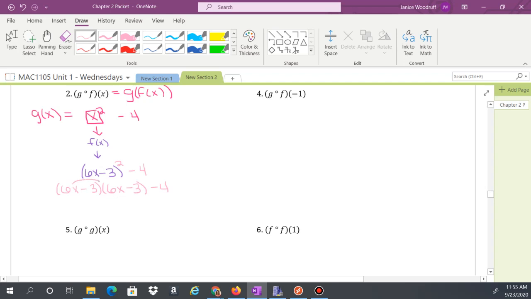So 6x times 6x will give me a 36x squared. 6x times negative 3, negative 18x. Negative 3 times 6x, negative 18x. Negative 3 times negative 3, positive 9, minus 4. So there I'm going to have, let's see, 36x squared minus 36x plus 5.